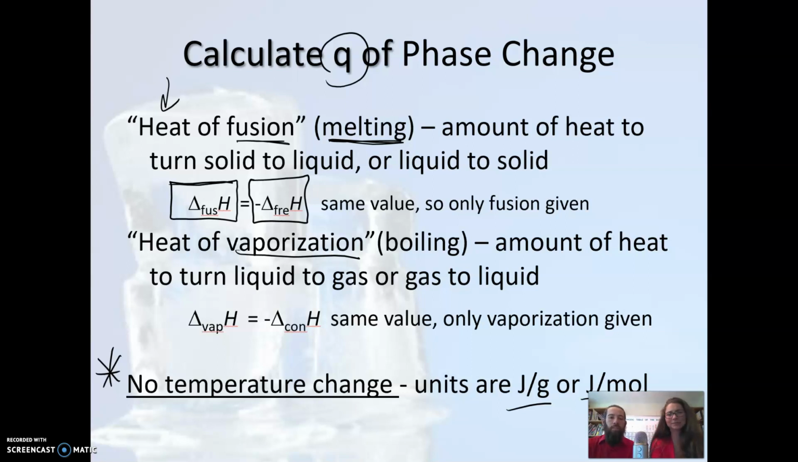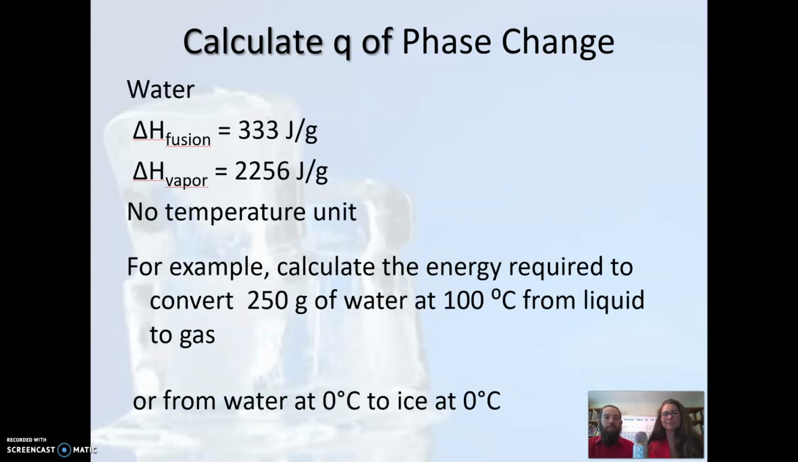Anything to add? Nothing to add. Okay. Let's see an example. Yeah, it's better. So we have water, and we have the given values here. You won't have to memorize any of these values, although you'll probably get comfortable with water, just because we use it so often. So we have a value for that, the heat of fusion and the heat of vaporization. Again, no temperature, because these are phase changes and the temperature does not change.